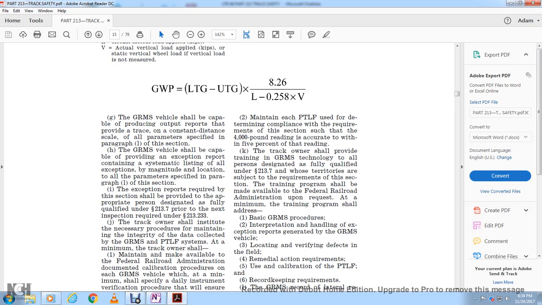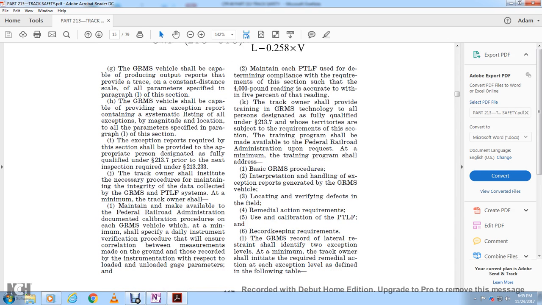The track owner shall train gauge restraint measurement system technology personnel designated as fully qualified in 213.7, whose territory is subject to the requirements of this section. The training program shall be made available to the Federal Railroad Administration, and requires a minimum training program for the gauge restraint measurement system procedures, including: interpretation and handling of exception reports generated by the gauge restraint measurement system; 3. location and verifying the defects in the field; 4. remedial actions, use of the calibration portable track loading fixture, and record keeping requirements for the gauge restraint measurement system.